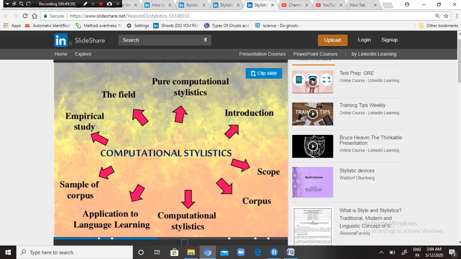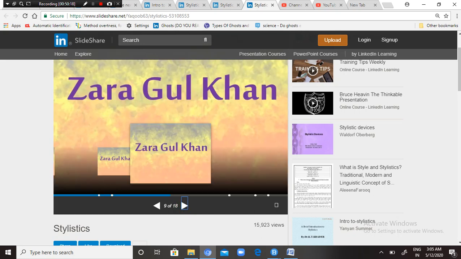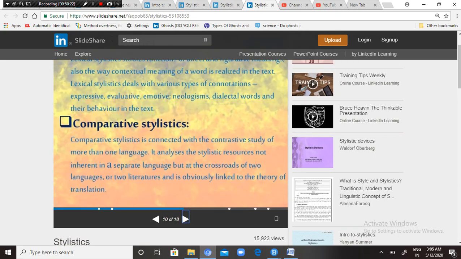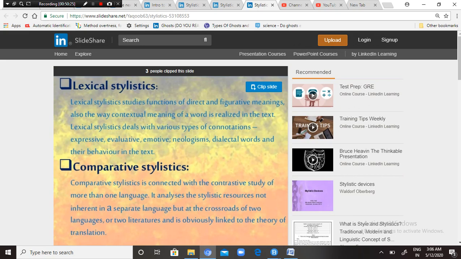So computational stylistics: here are its uses: introduction, scope, corpuses, and samples of complex applied linguistics. Lexical stylistics studies the function of abstract and figurative meanings, and also the way the contextual meaning of a word is realized in a text. Lexical stylistics deals with various types of communication: expressive, evaluative, emotive, neologisms, dialect words, and their behavior in the text.